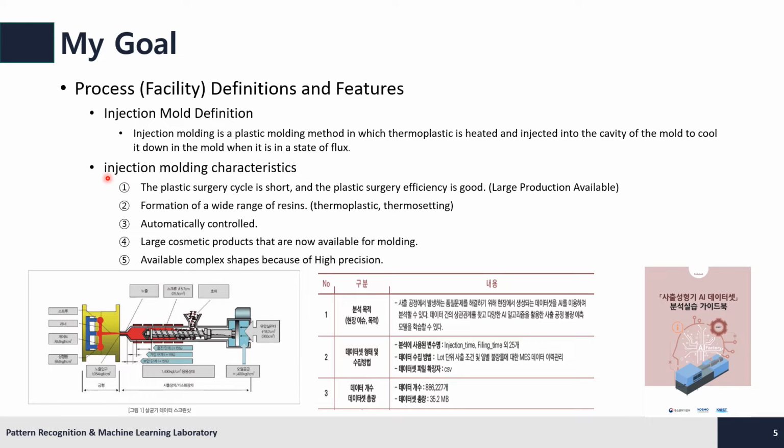Next, the characteristics of this dataset are as follows. First, the molding cycle is short, and the molding efficiency is good. Second, formation of a wide range of shapes. Third, automatically controlled. Fourth, large products can now be molded. Fifth, complex shapes are available because of high precision.